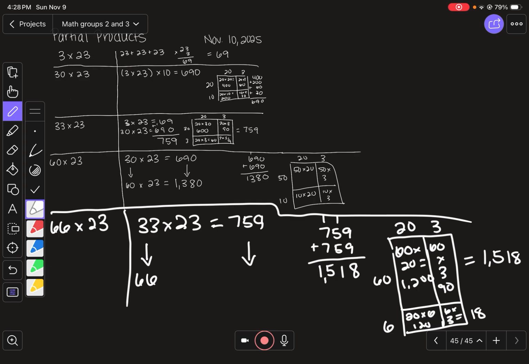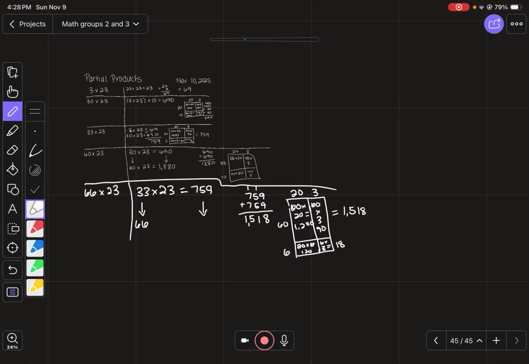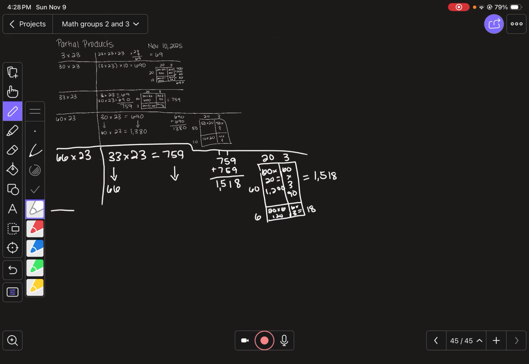Okay, so this is the last problem. Like you've known before, the last problem is always the most challenging. So the last problem that we're going to do, I'm going to make this a lot smaller, is I want you to solve 43 times 23. What could you do here?